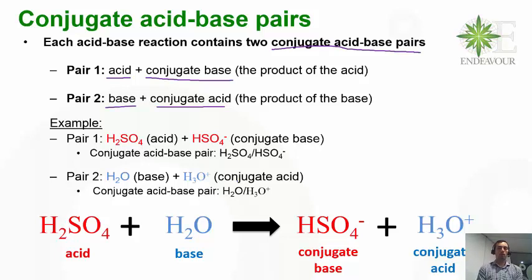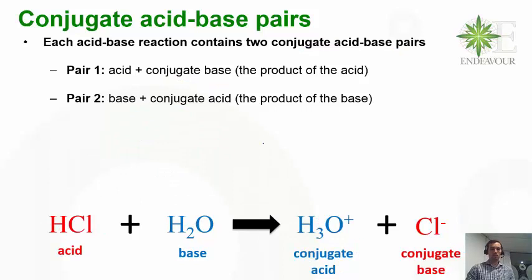So for every acid-base reaction, you have two of these conjugate acid-base pairs. And within each acid-base pair, the difference between the components is always H+. So for example, H2SO4 becomes HSO4 minus by losing H+. So the difference between those two is 1 H+. Just like between H2O and H3O+, the difference between those is 1 H+, but to go from the left-hand side to the right, this time it's actually a gain of H+ instead of a loss.